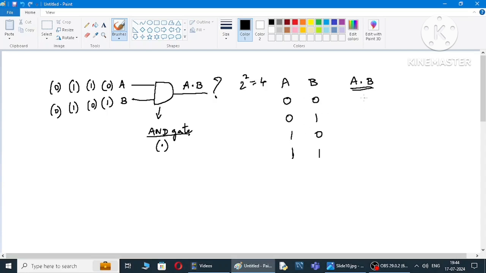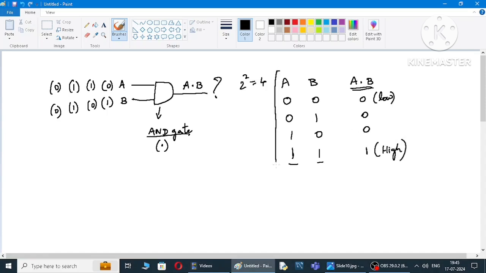Now the rule of the dot operator, that is the multiplication operator, is whenever there is a 1 and a 0, any 1 0, the answer will be 0. That is the rule of the AND operator. When you use an AND circuit and any one of the inputs is off, the output will also be off. The output will be low. 0 is called low and 1 is called high. But look at this fourth condition: both the inputs are high, so the output will also be high.